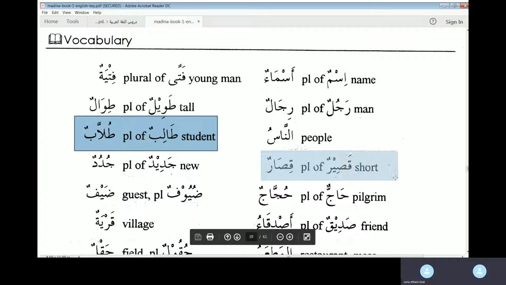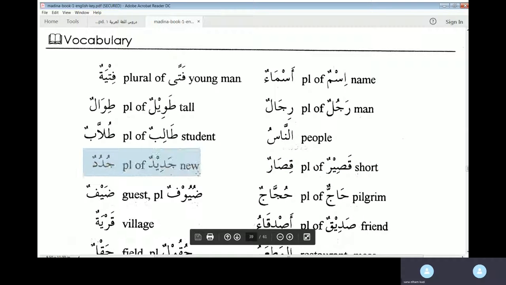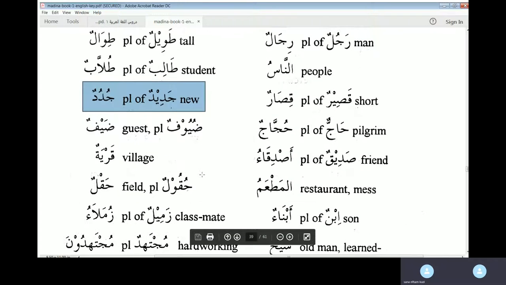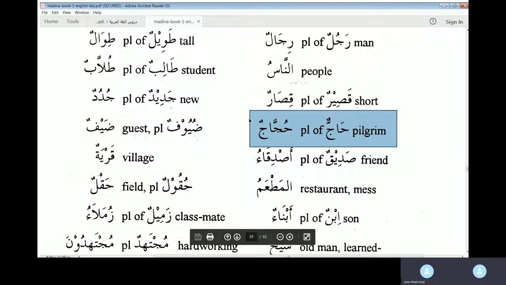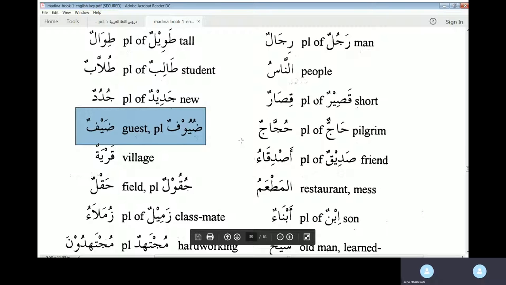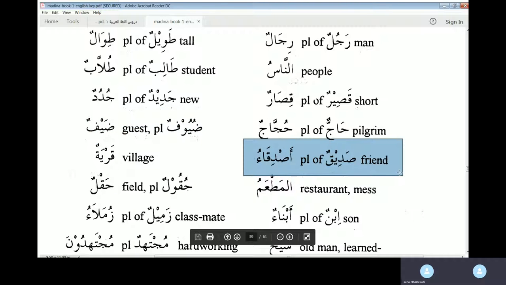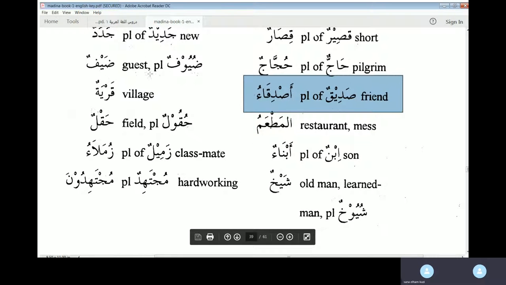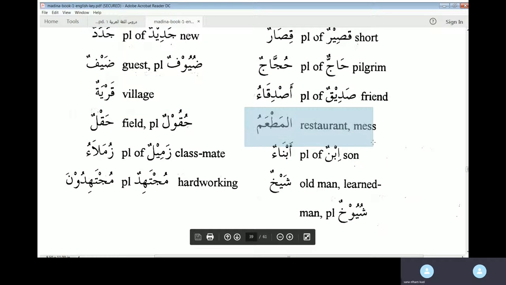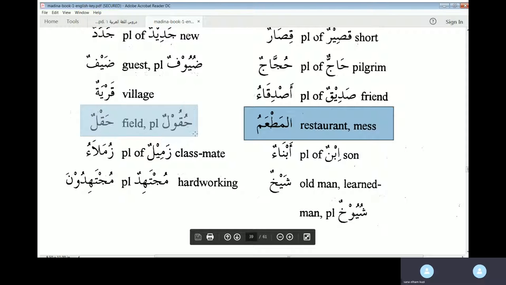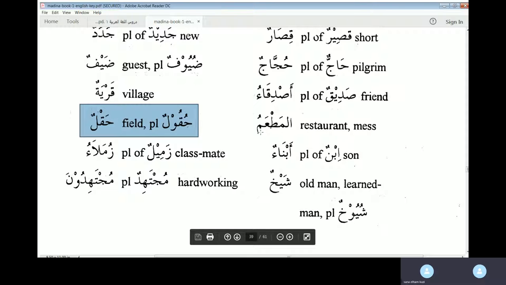Qasirun, short. Plural, qisarun. Jadidun, new, plural is jududun. Hajjun, pilgrim. Plural is hujjajun. Zuyufun is the plural of zayfun. And sadiqun, plural asdiqa'u. Village, qariyatun. Restaurant, al-matamu. Haqlun, plural is huqulun, that is field.